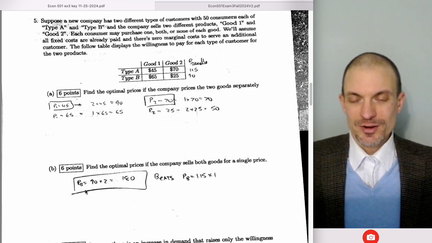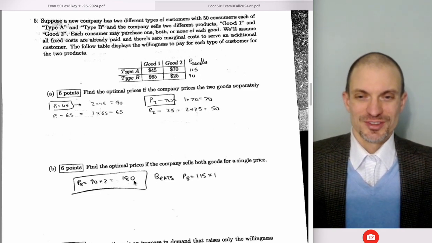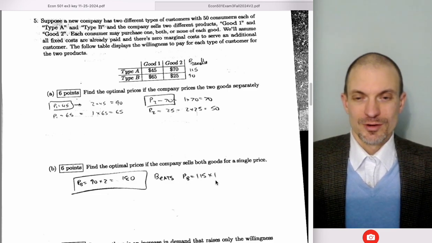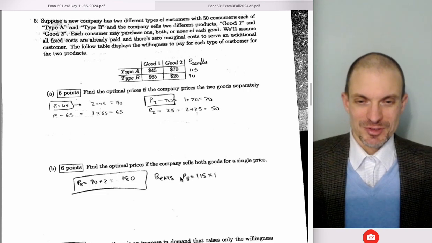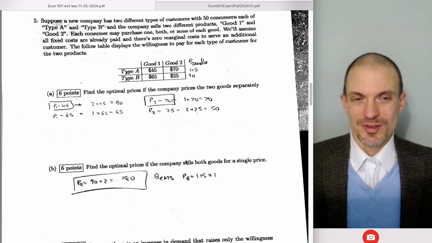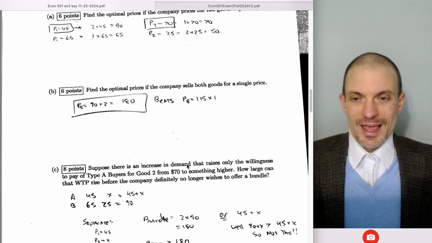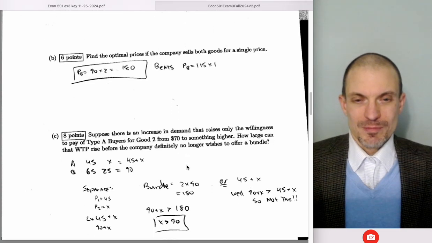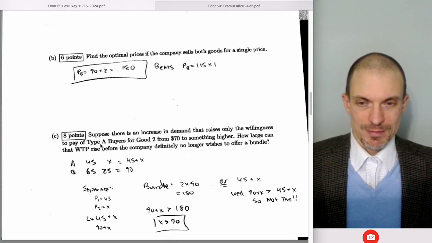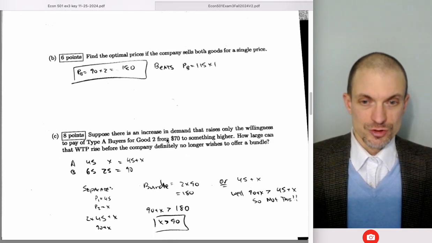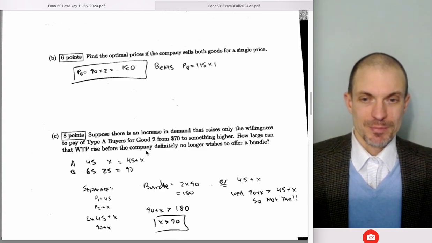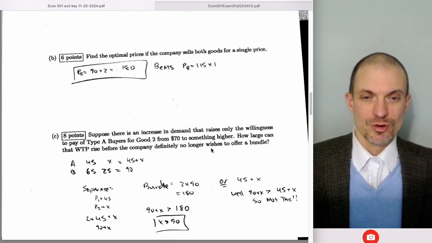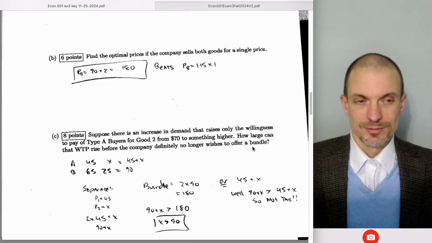Turns out, if you're bundling, you'd rather sell to both groups. So 180, if we had two groups, beats 115 times one group. Or this would be 90 times 100 is bigger than 115 times 50. All right, lastly, suppose there's an increase in demand that raises only the willingness to pay of type A consumers for good 2 from $70 to something higher. How large can that willingness to pay get before the company definitely no longer wishes to offer a bundle?